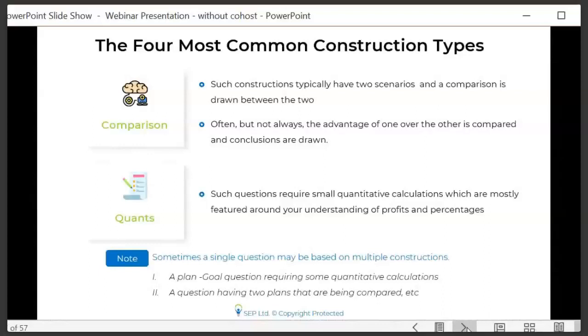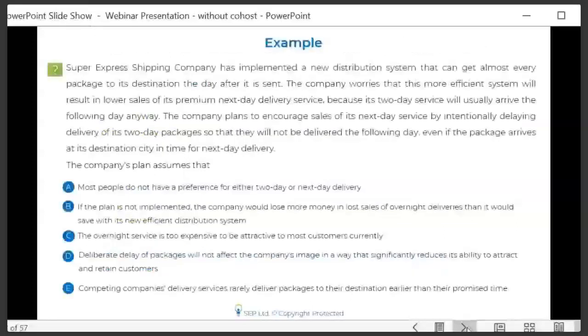Okay. And let me also show you the difference that a pre-thinking framework can make while you're solving a question. So I'll bring up a question. Here is the question. All right. Give it a shot your way, and then we will solve it using our GMAT Wiz pre-thinker's guide framework for plan goal questions. So here is the question, and happy solving, guys. I'll bring up the poll in a minute.